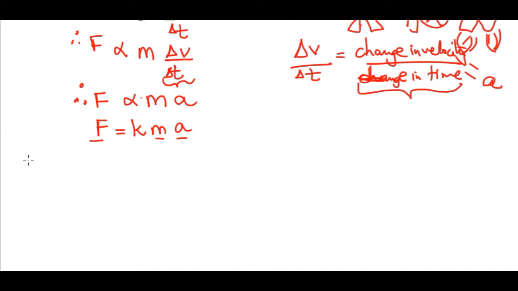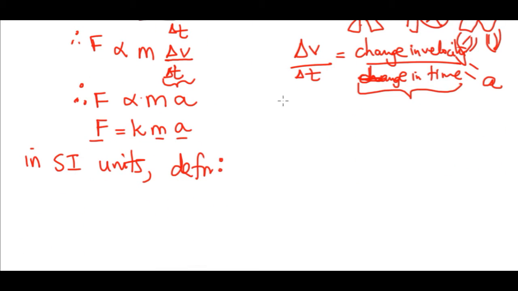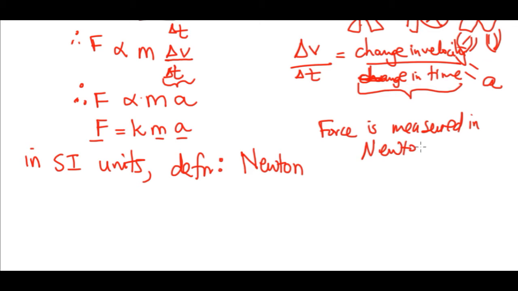So in SI units, we're going to define something. That is our second definition, because we defined momentum up here, right? Then this is going to be our second definition. In SI units, we're going to define something called a Newton. Newton is how we measure force. Force is measured in newtons, right?